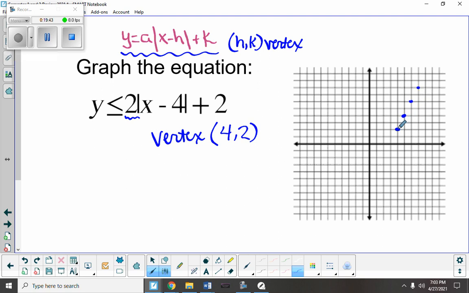Now remember, absolute value graphs are V-shaped. So this is the one side. To do the other side, we go back to the vertex and we go up 2, but we reflect it over, so we go back 1, up 2, back 1, up 2, back 1. So that is that graph right there.